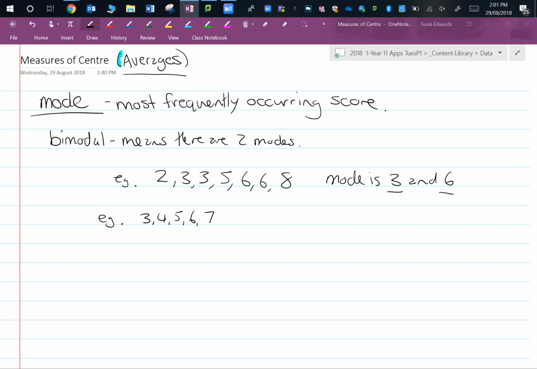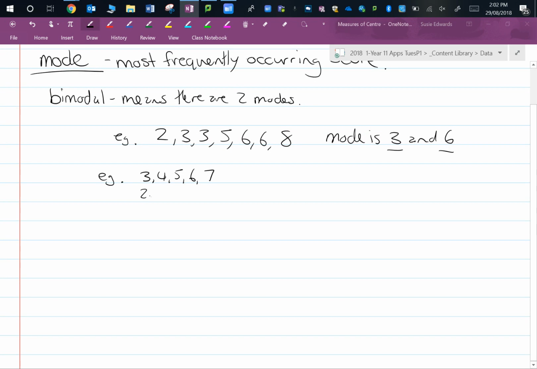There's no mode, okay? So if all of the numbers occur the same number of times, then there's no mode. It's also the same if it's like 2, 2, 3, 3, 4, 4. It's no mode because the whole point of mode is to find a point of difference. Even though there are only 6 digits there, there's no difference in it because they're all exactly the same. So no mode means all the scores occur the same number of times.